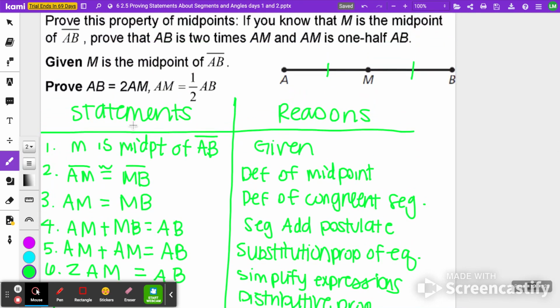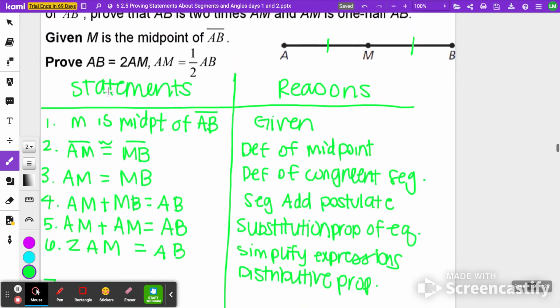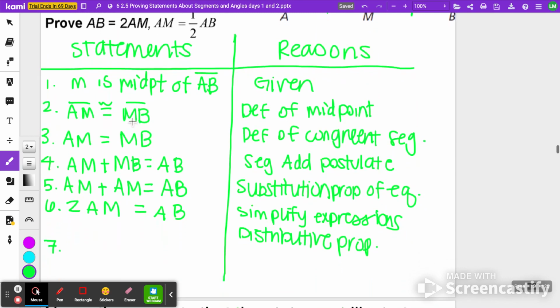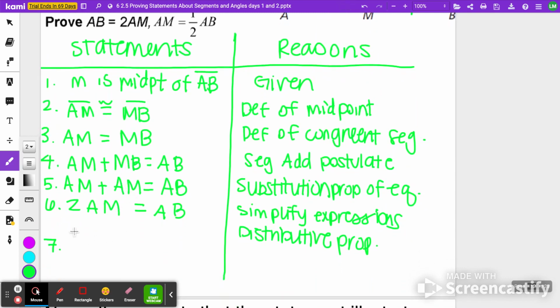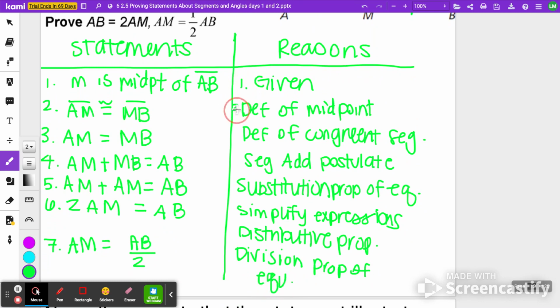We did just prove 2 times AM is equal to AB, but now we just need to know AM is half of AB. We know that because we can divide both sides by 2 and get AB divided by 2 is equal to AM. So AM is equal to AB divided by 2 because of the division property of equality. And I know this is a lot of writing, so sometimes it's best to renumber them. So like given is 1, definition of midpoint 2, congruence 3, segment addition postulate 4, substitution 5, simplify and distribute 6, 7, division property of equality.